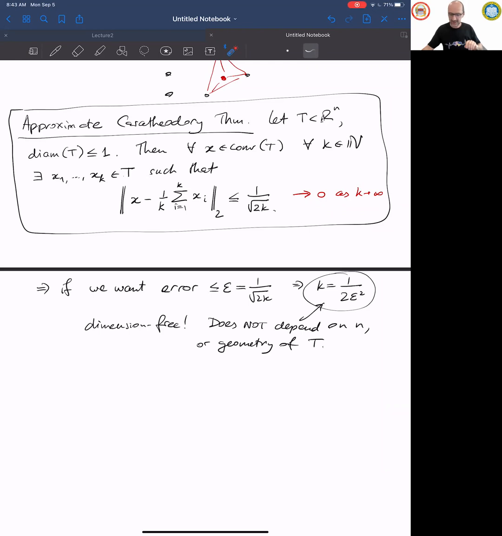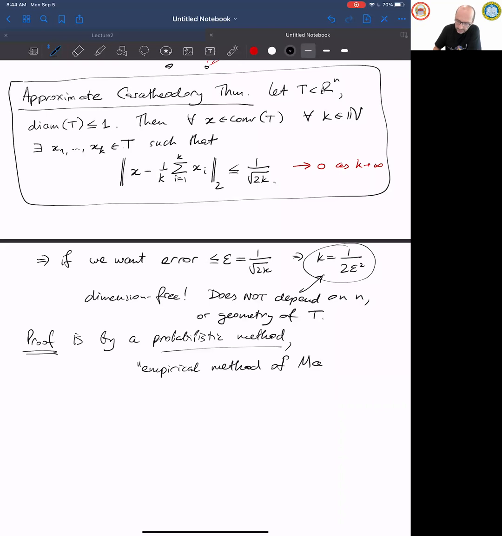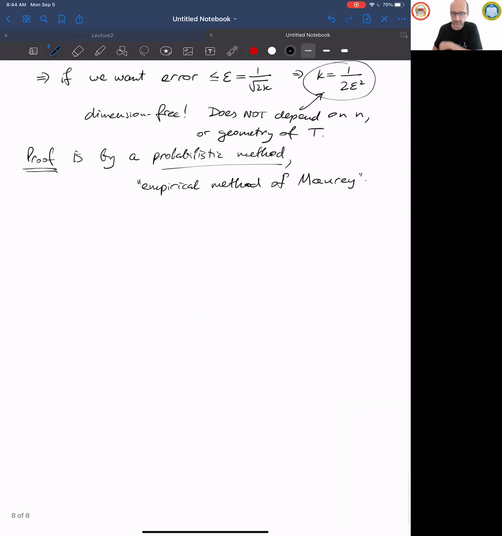Okay, everything is good. We have about 10 minutes to do this. So let's do it. The proof. The proof is actually more beautiful than the theorem, and that is the reason I wanted to do this now. The proof is by a probabilistic method. Probabilistic method is a term commonly used for proving deterministic things using probability. So it's a deterministic statement. Nothing there is about probability. Approximate Caratheodory is deterministic, but we will prove it using probability. And this is specifically called the empirical method of Maurey. He's a French mathematician working in Paris.